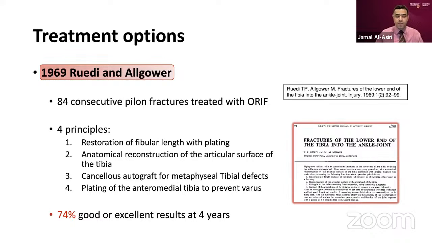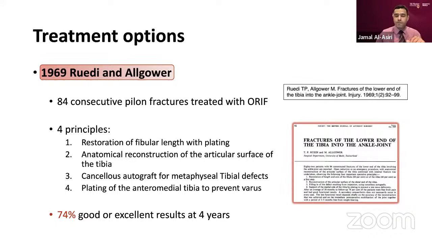In their study, they found 74% good or excellent results at 4 years. Look at that, 74, 75%. Three quarters have good results. Can we achieve that? What's the secret in their good or excellent results?